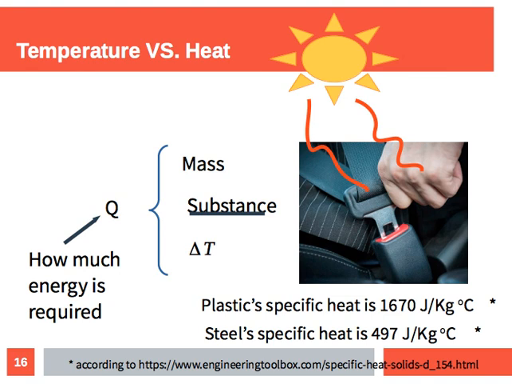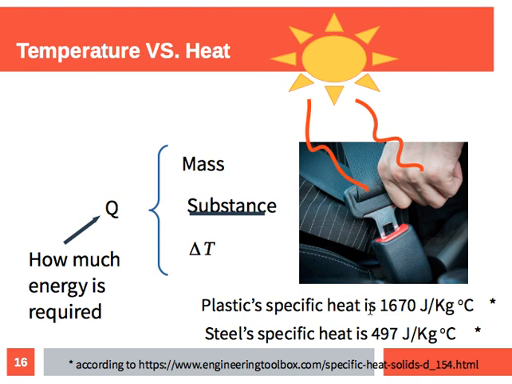So let's say, for example, the plastic depends on what plastic you have, but let's imagine that it's made of this plastic, and it's going to be 1670 joules per kilogram degrees Celsius. That's going to be the specific heat for the plastic. And the steel specific heat, it's going to be 497.